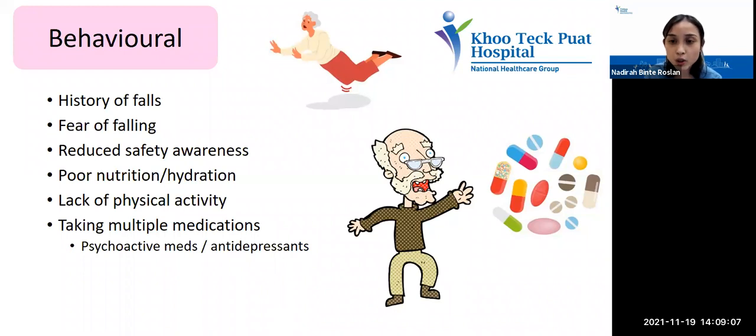Reduced safety awareness, which may include risk-taking behavior, maybe due to underlying cognitive impairment or sometimes by choice. Examples could be not using their prescribed walking aids or climbing onto a flimsy plastic stool to reach for things placed too high up.